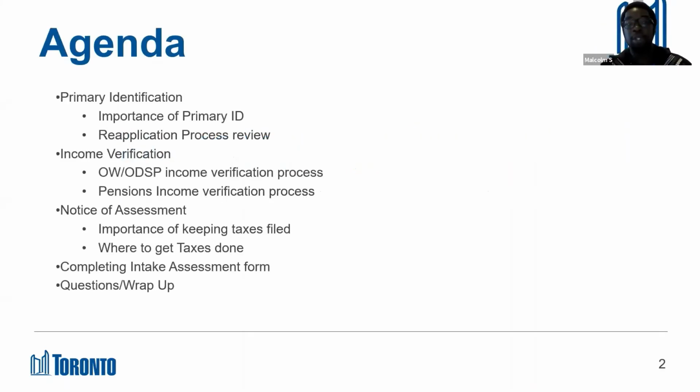So what I'll be talking about today is just going through primary ID, talking about the importance of it, what primary ID actually is, and the ID review process. Income verification forms. So whether your client is getting income from benefits like OW or ODSP, or if they're on pensions, I'll be going through that process with you as well. The notice of assessment, making sure that clients have up-to-date taxes, where they can get their taxes done. And then the intake form and the assessment form, because you'll need to capture what the client is in terms of their tenancy, their housing ability, and different options and different things that they may have as clients that may affect their housing bottom line as well.